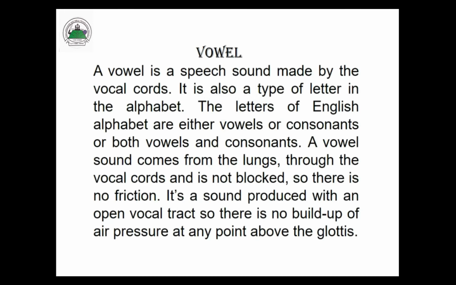Vowel. A vowel is a speech sound made by the vocal cord. It is also a type of letter in the alphabet. The letters of English alphabet are either vowels or consonants, or both vowels and consonants. A vowel sound comes from the lungs through the vocal cords and is not blocked, so there is no friction. It's a sound produced with an open vocal tract, so there is no build-up of air pressure at any point above the glottis.